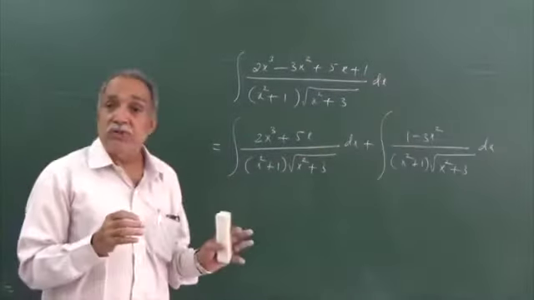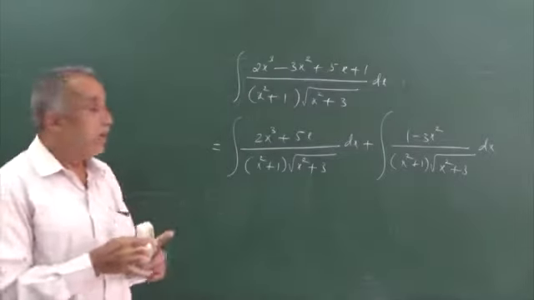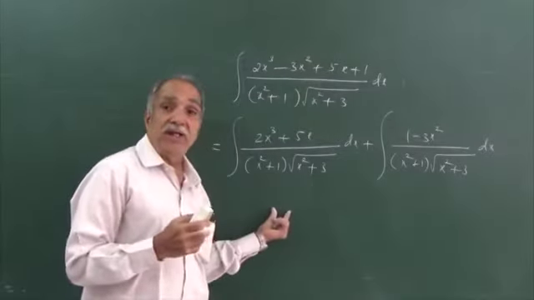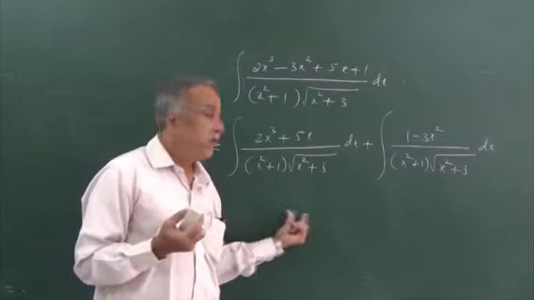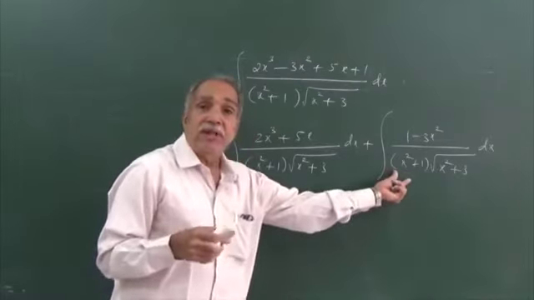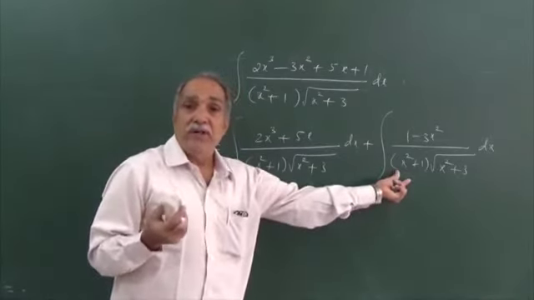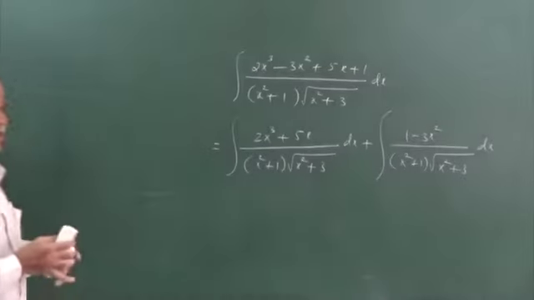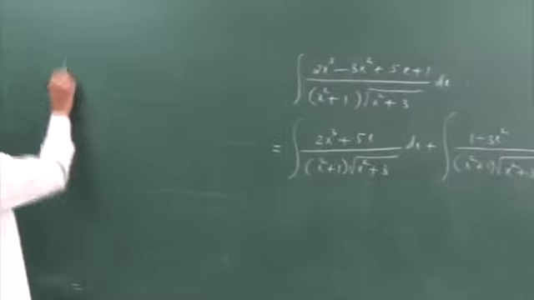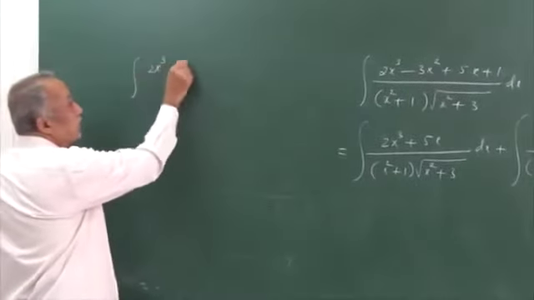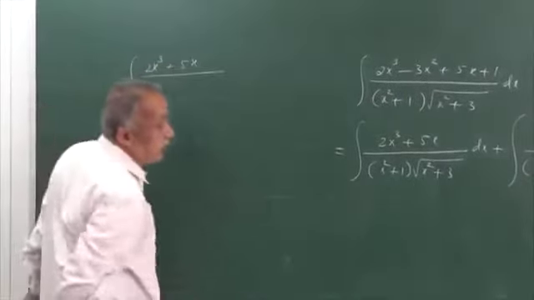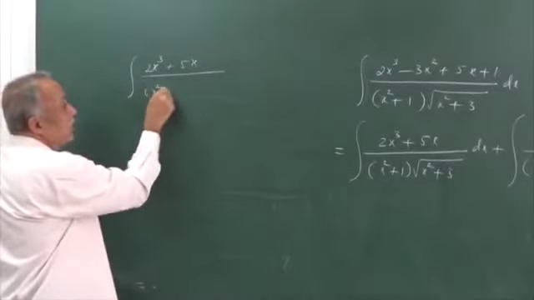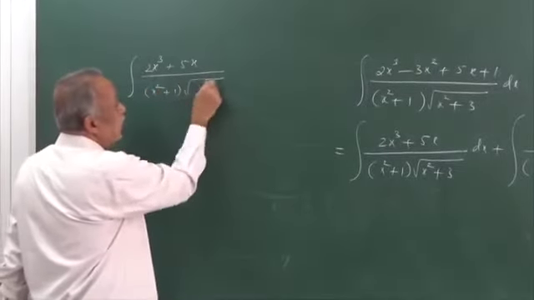The two parts will be separately handled. This will be handled separately, applying a certain procedure, and this will be treated separately, applying another totally different procedure. Let me consider the two integrals separately. First, the integral of (2x³ + 5x) divided by (x² + 1) into the square root of (x² + 3).